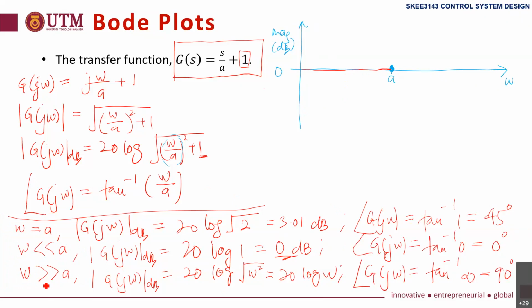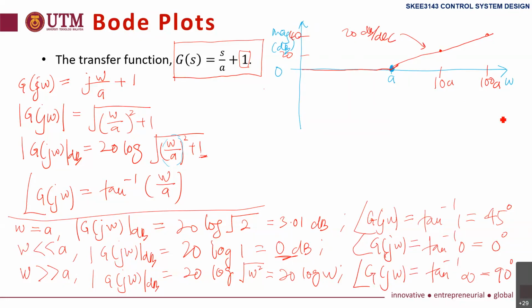After A, when omega is very big as compared to A, it is 20 log omega. So what will we do? We get 10A, 1 decade, 100A, another decade. It will increase by 20, 20, 40. So this is the straight line approximation, which is a 20 dB per decade line, or slope.